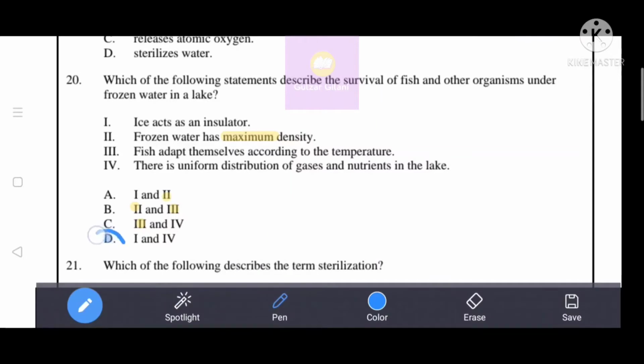That's why D is the correct answer, which represents both correct statements, that is 1 and 4. Statements 2 and 3 are incorrect. That's why A, B, C are incorrect. Statements 1 and 4 are correct. That's why option D is the correct answer.